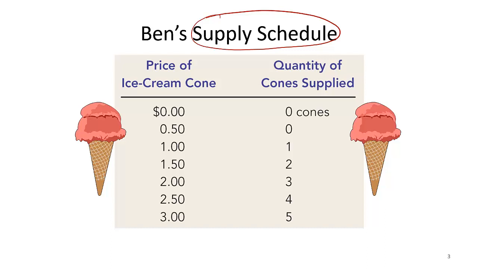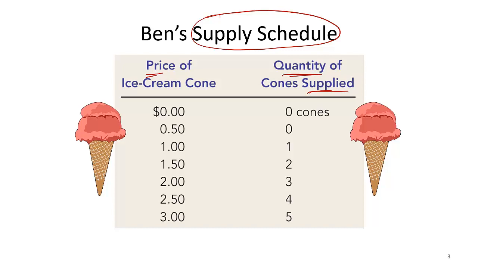That means at $0, nobody wants to sell anything, right? Nobody wants to sell this stuff for free. At 50 cents, this seller doesn't want to sell any cones at all, zero. At $1, this person will only sell one cone. At $1.50, this person will sell two cones. At $2, this person is willing to sell three cones. At $2.50, this person is willing to sell four cones. So what this schedule shows is the relationship between the price and the quantity supplied of ice cream cones, to be specific.